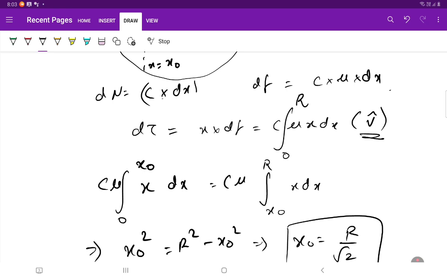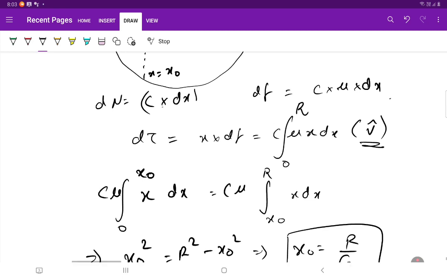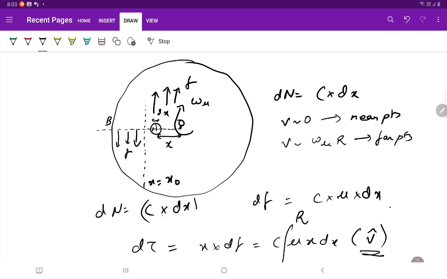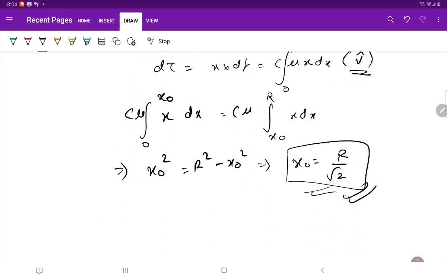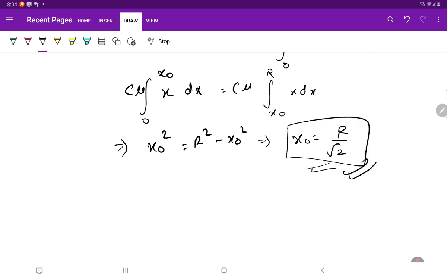This point will tend to remain at no friction, and the region right of x equals x naught, that is x equals r by root 2, will have friction acting in the upward direction, and the rest of the region, that is x greater than x naught, will have downward friction. So this will act as a pivot point or the stationary point, and this point will have velocity the same as the contact point of the long cylinder.